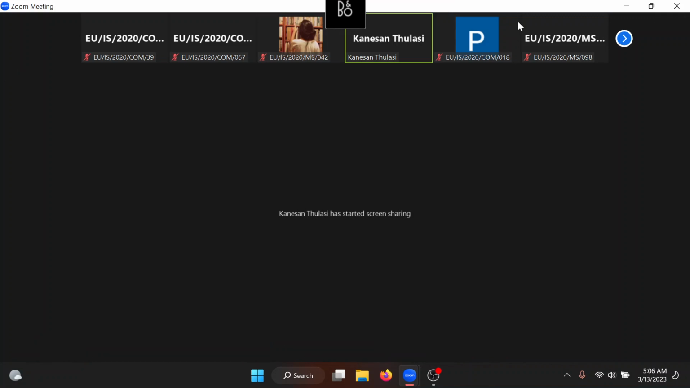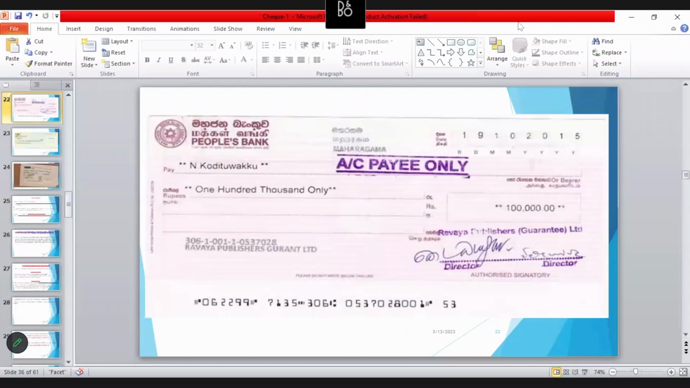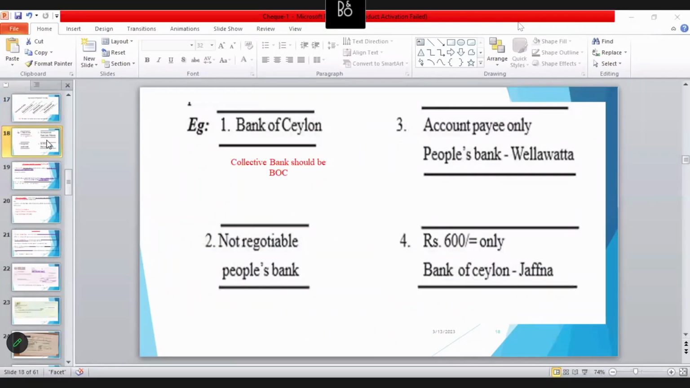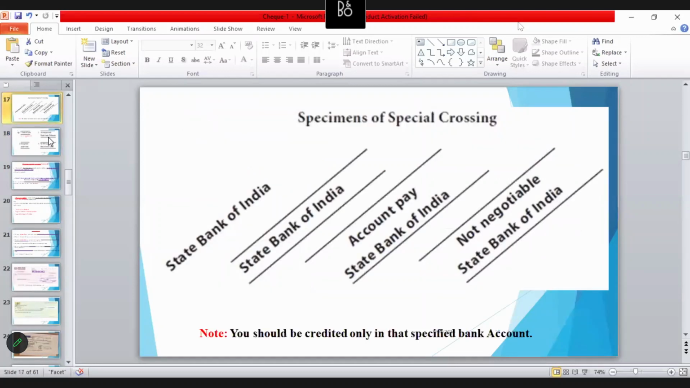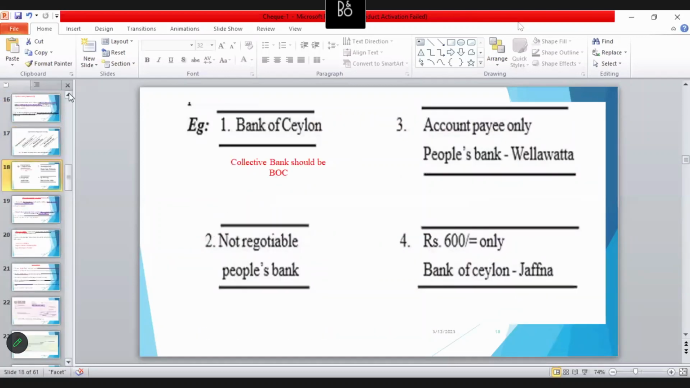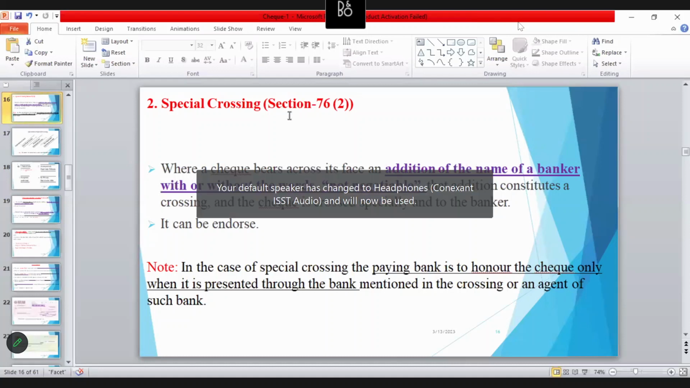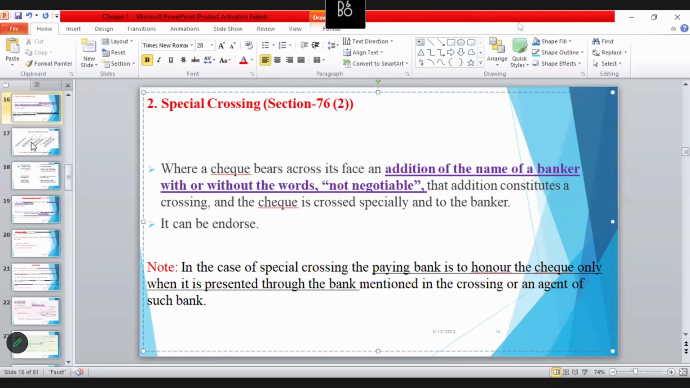So just today I stopped at your quiz assessment. I explained general crossing and special crossing. There are two types of crossing I explained on that. Do you have any doubt on special crossing and general crossing?